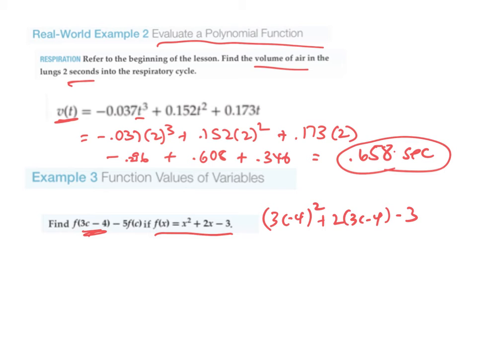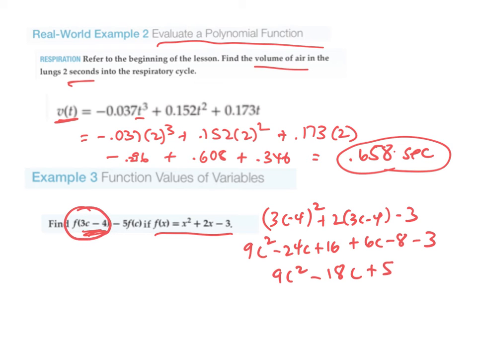This is just FOIL. So this will become 9c squared minus 24c plus 16 plus 6c minus 8 minus 3. If I combine my like terms, I end up with 9c squared. And the negative 24c and the 6c will give us a minus 18c. And the 16 minus 8 minus 3 gives us a plus 5. So just this first part is 9c squared minus 18c plus 5.